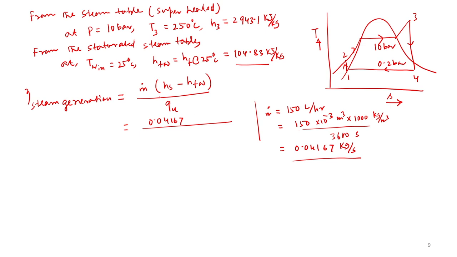So, this m multiplied by the enthalpy difference, where Hs is H3. That is how we can write 2943.1 minus HFW, which is 104.83. And what was QU? We have to calculate this QU.